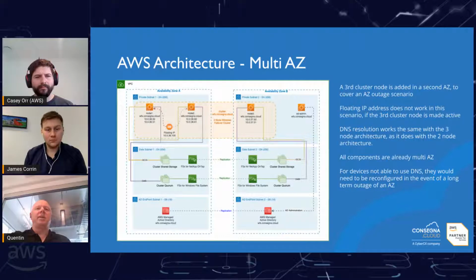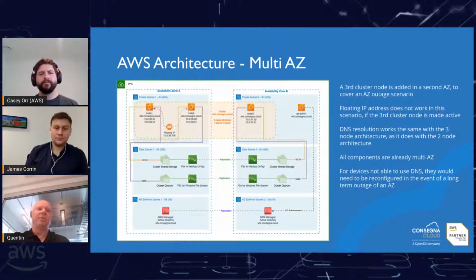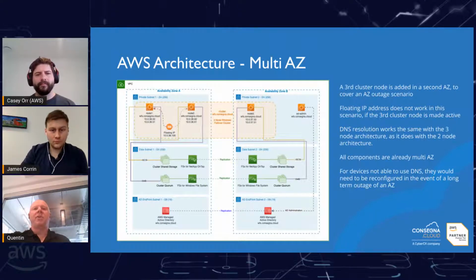The idea behind extending this out to the second availability zone with a third node is in the unlikely event of an AZ outage, they still have something there. There will be some reconfiguration required for the likes of their firewalls, because the firewall VIP will need to be repointed to another machine, or the hardware devices that have the hard-coded IP address will need to be updated.